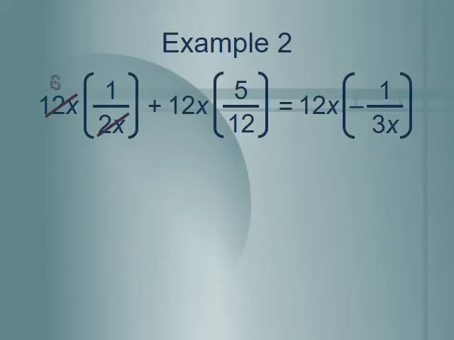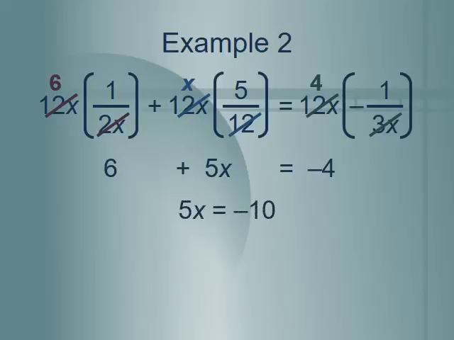So let's see what that looks like after we reduce and do our multiplication. So now we're left with 6 plus 5x equals negative 4. This is just a typical equation that we're used to already. So we're going to subtract our 6 on both sides. We have 5x equals negative 10. And then we're going to divide by 5, and we have x equals 2.